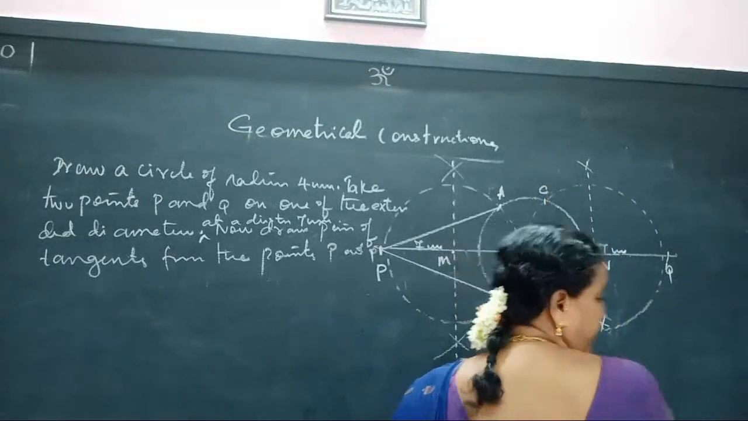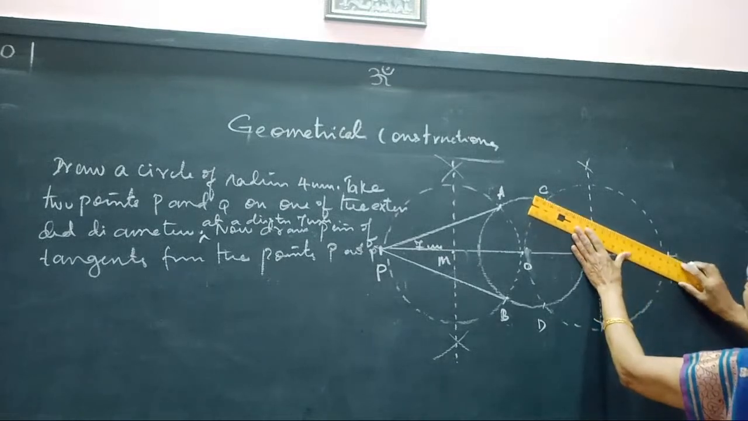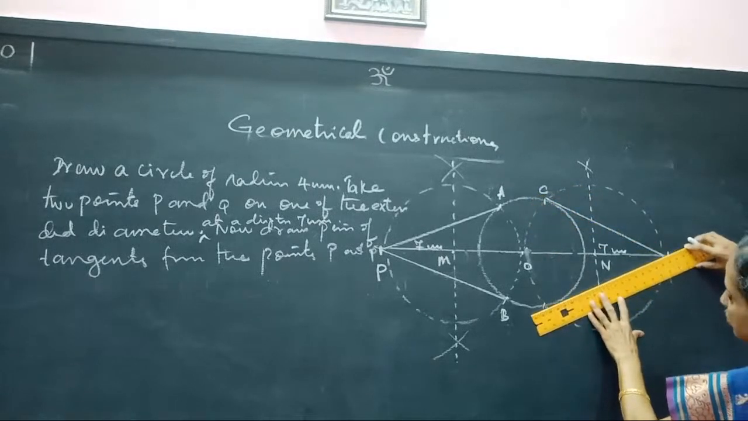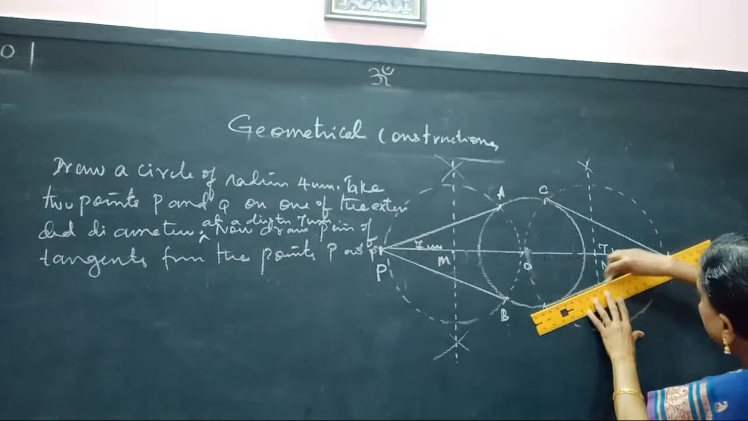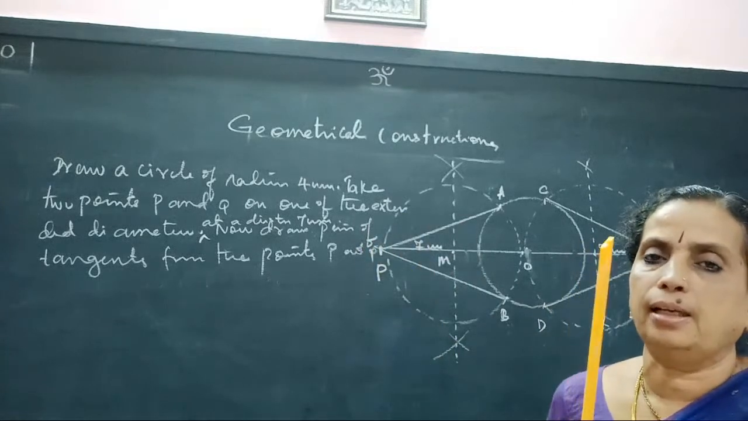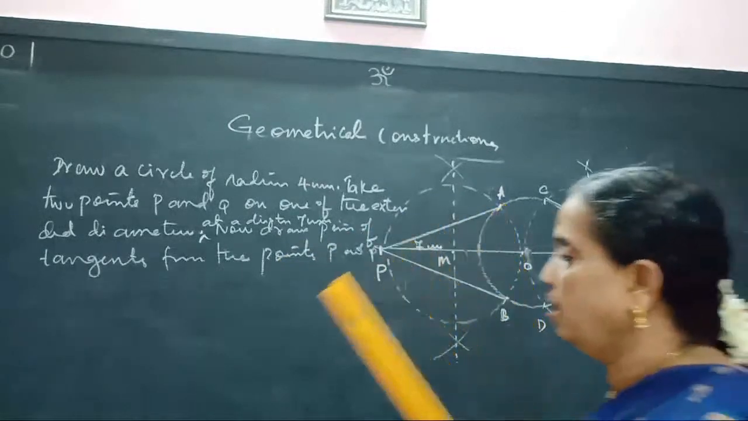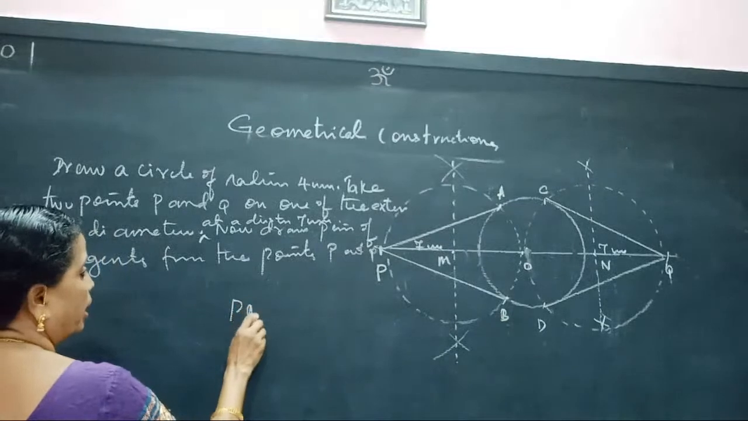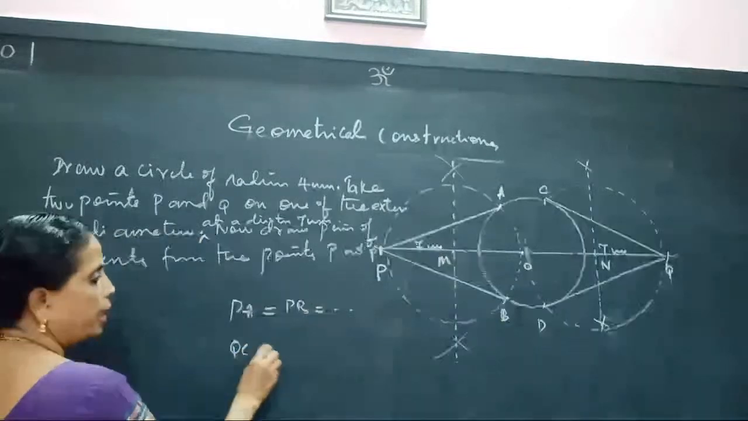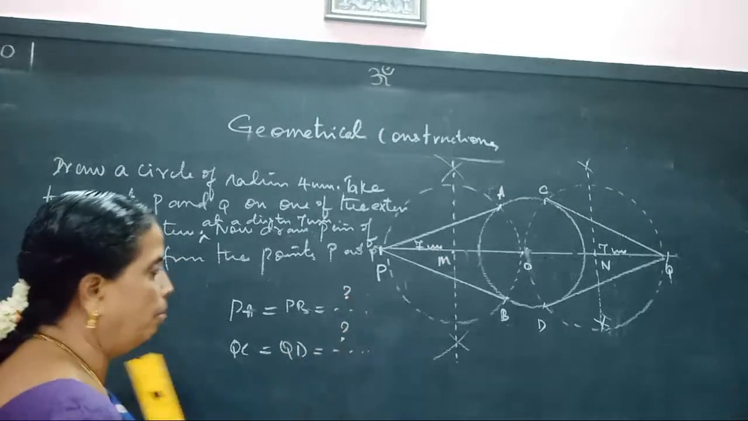C, D. We got another two intersecting points. Join QC, join QD. While joining, it should exactly touch the circle at one point only. Be careful while joining it. Now measure. PA equals PB, QC equals QD. You must get the same measurement.